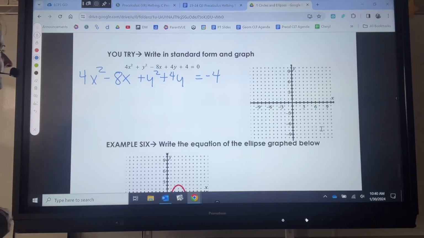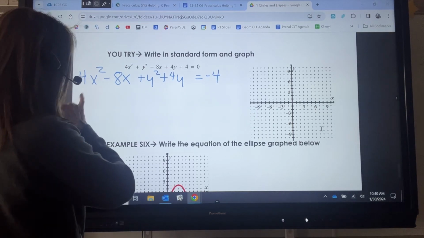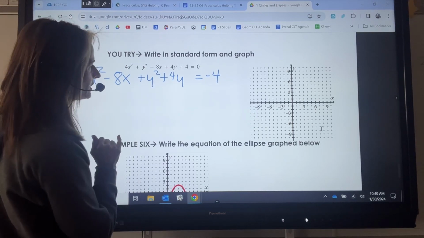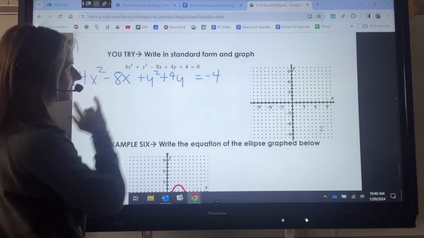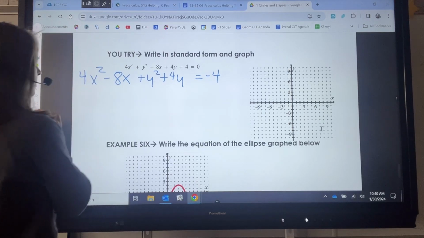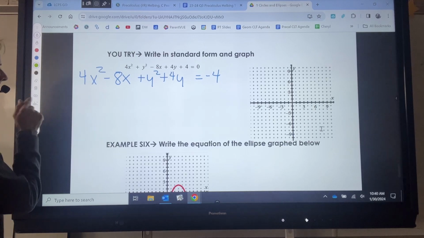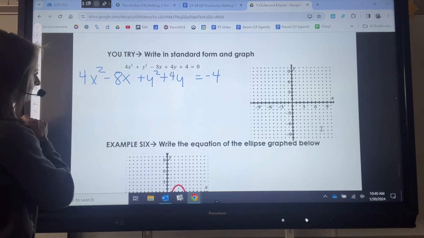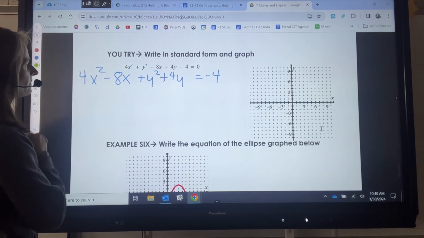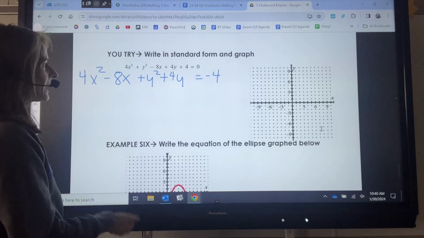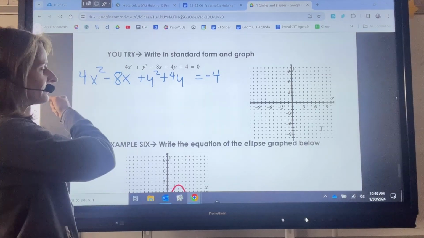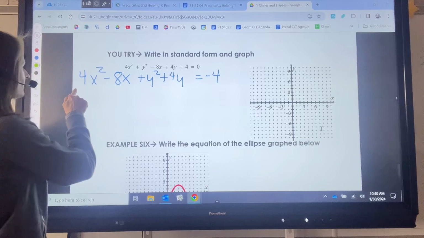That was super exciting. All right, so I went ahead and grouped the x's and the y's because we know we are going to have to complete the square twice. Our number in front of x squared is something other than 1, so to complete the square, we're going to have to GCF that out, factor it out. So let's go ahead and do that.